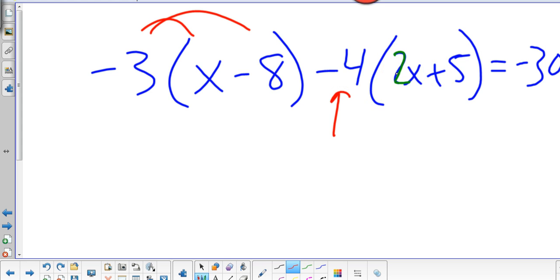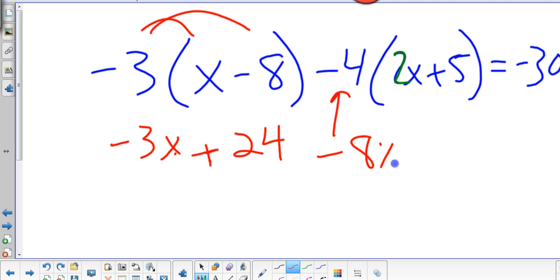So when I rewrite that, simplifying it, I have negative 3x. Negative 3 times negative 8 is a positive 24. And then negative 4 distributed into here. Negative 4 times 2x is negative 8x. Negative 4 times a positive 5 is a negative 20, or minus 20.